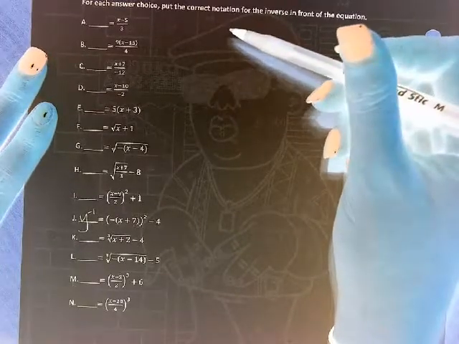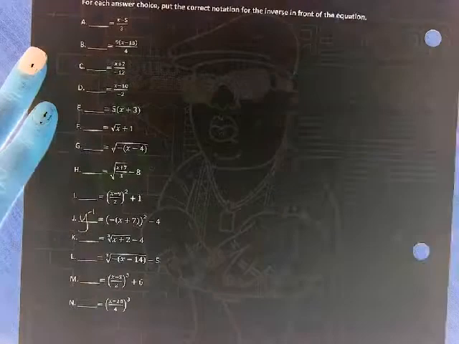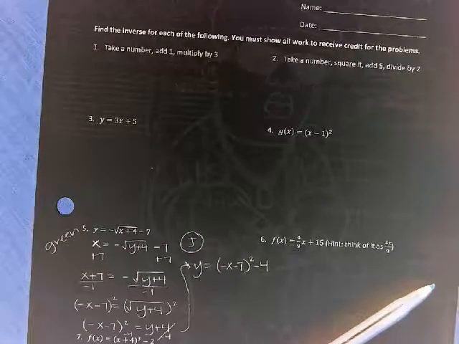All right, any questions? Okay, so go ahead and get to work on that. I will put the colors in the back of the room so you can get to them.